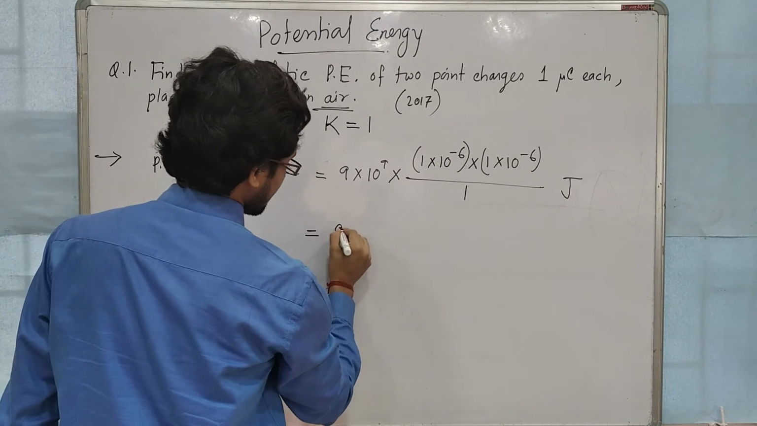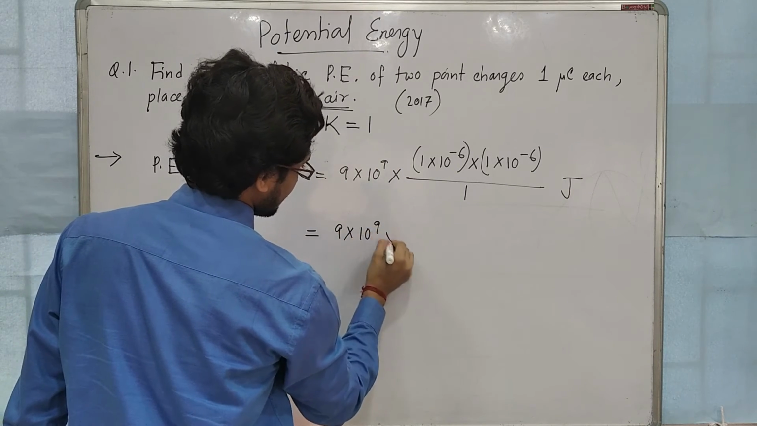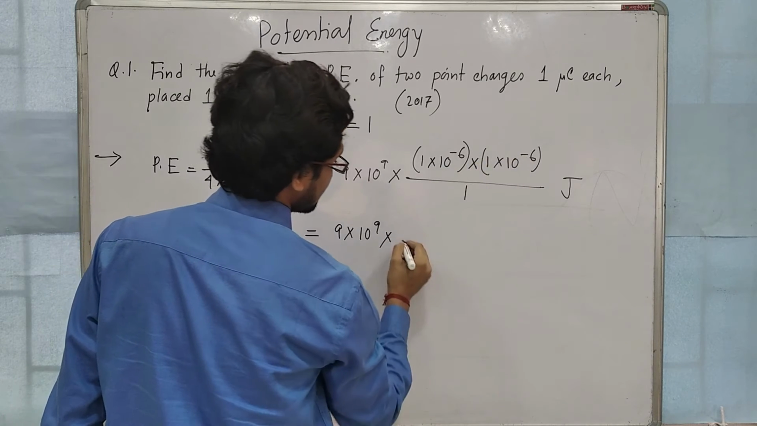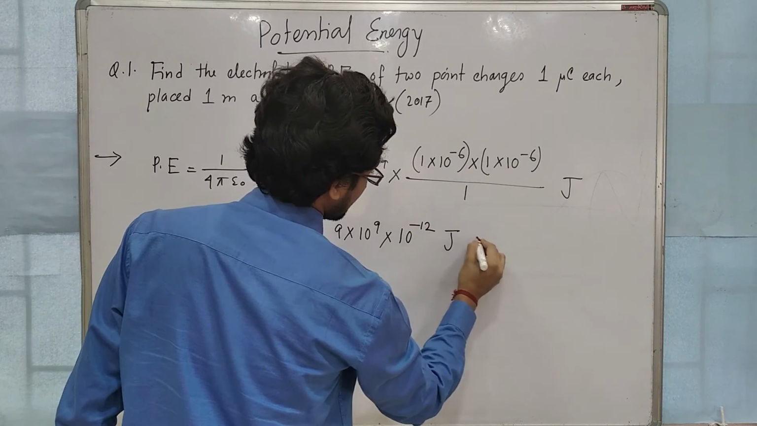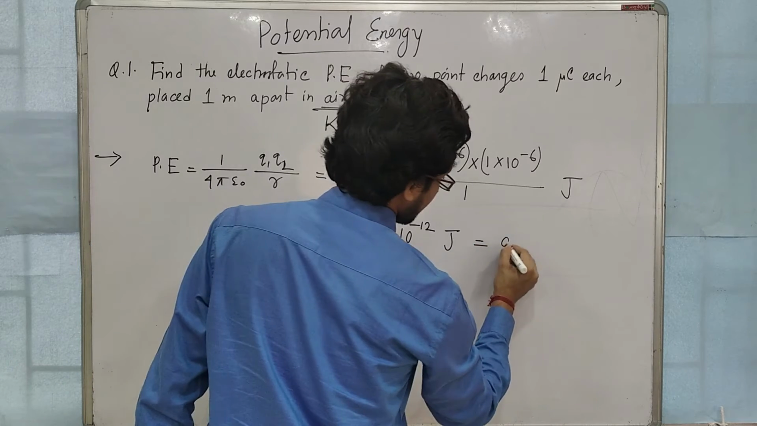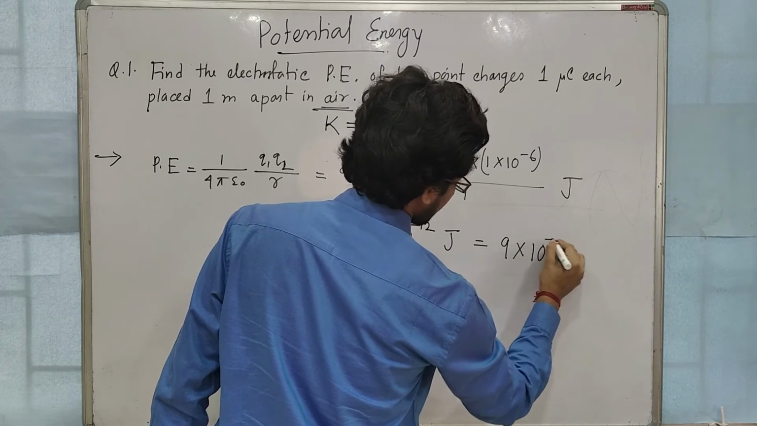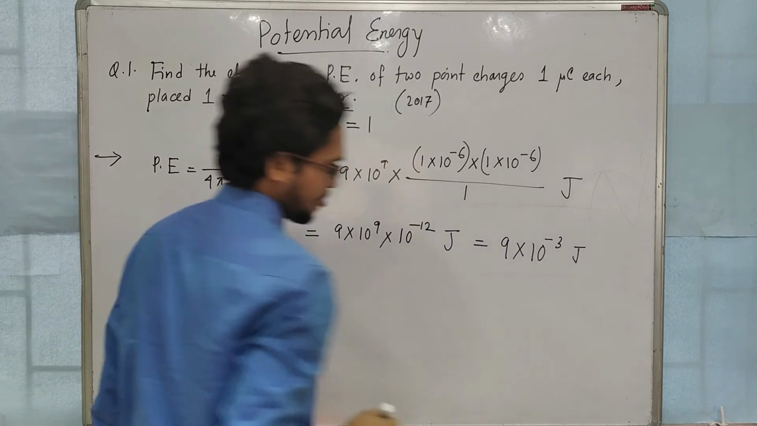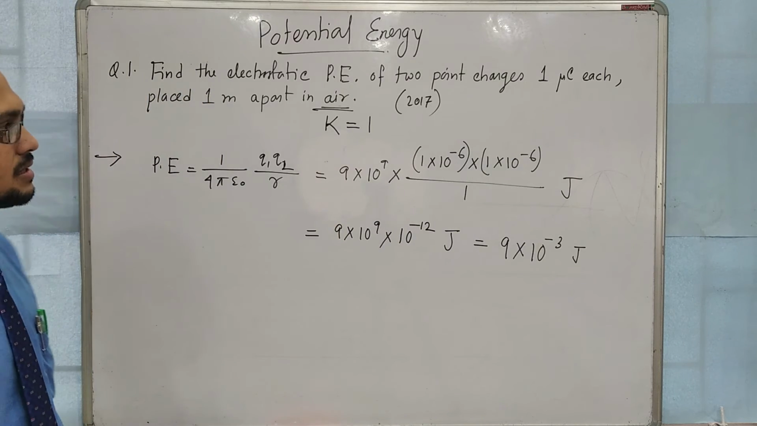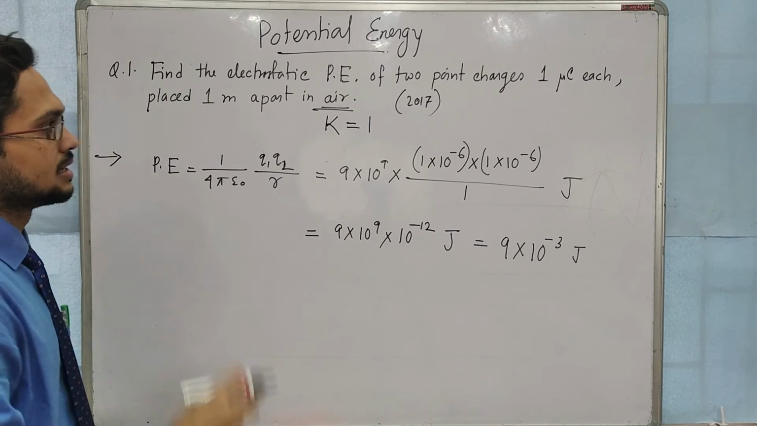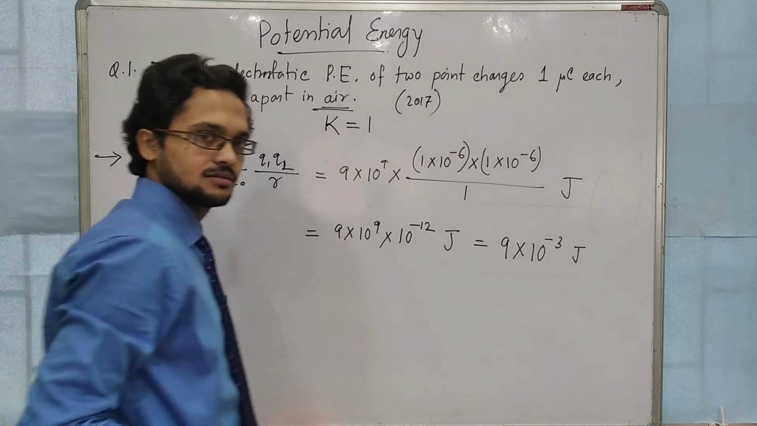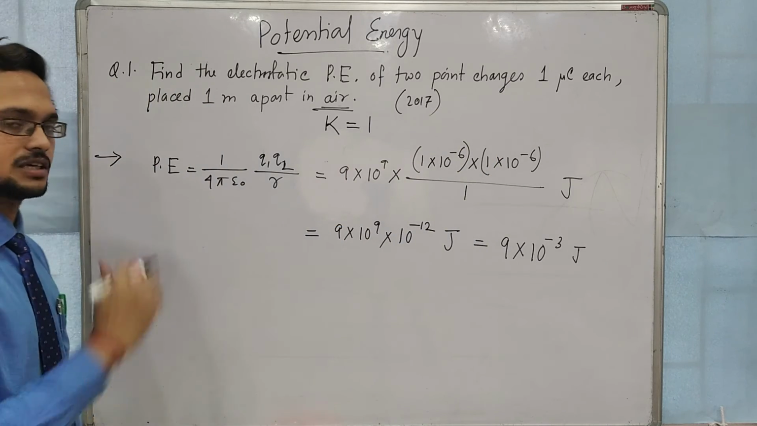So 9 into 10 to the power 9 into 10 to the power minus 6, 10 to the power minus 6, it will be 10 to the power minus 12 joule. That means it will be 9 into 10 to the power minus 3 joule. This is positive. That means what? Energy is stored in the system of these two charges. Energy stored. This is the first problem.